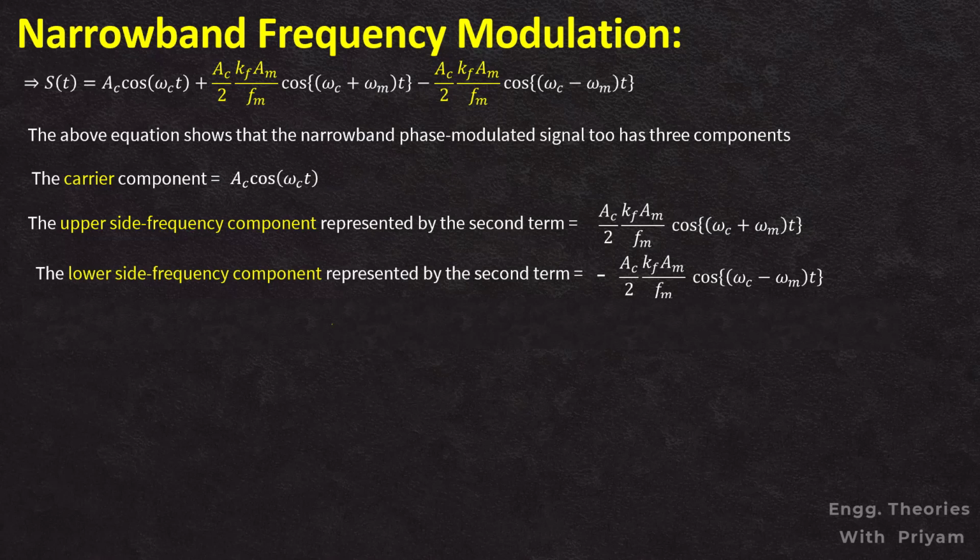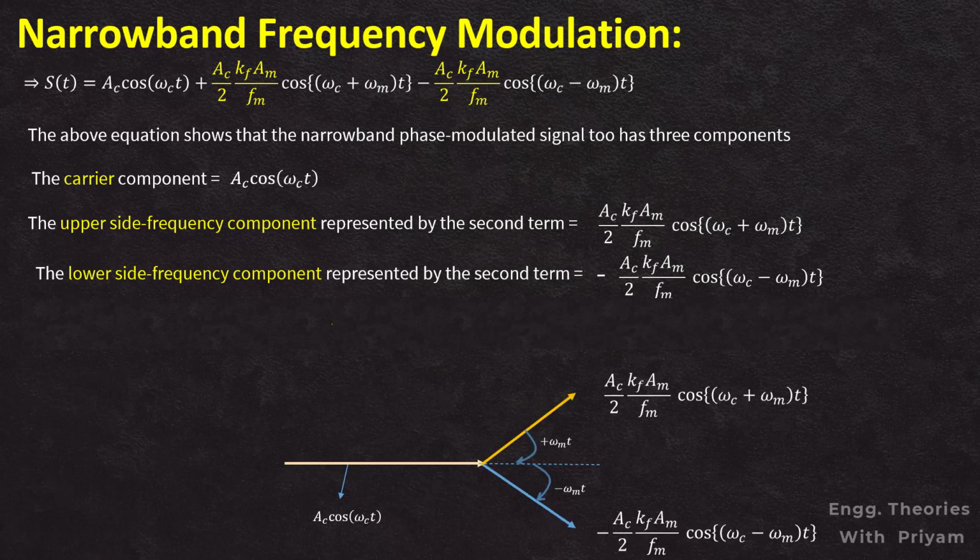Hence, the components of the narrowband frequency modulated signal may be represented by the following phasor diagram. In the phasor diagram, the carrier phasor Ac cos ωct is represented by a vector aligned along the real axis or horizontal axis. The upper sideband or USB and the lower sideband or LSB phasors are positioned such that they lead the carrier phasor by an angle of ωm respectively. Both the sideband phasors have an amplitude of Ac/2 Kf Am/fm.